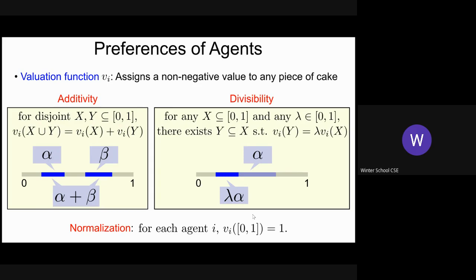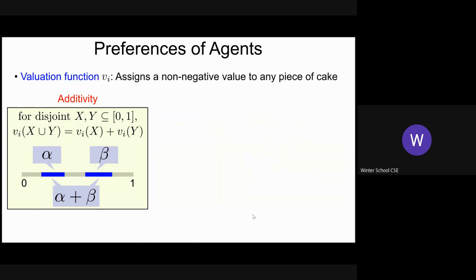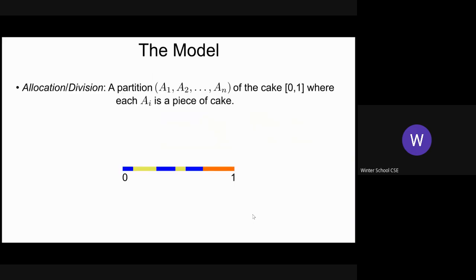Yeah, so any piece is a disjoint union, and this condition applies to any piece, but for now it suffices to think of X as just one interval. That's going to be enough for this talk. So allocation is anything like this.